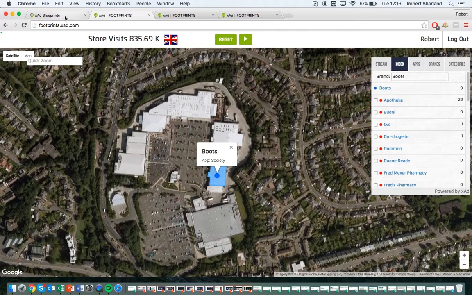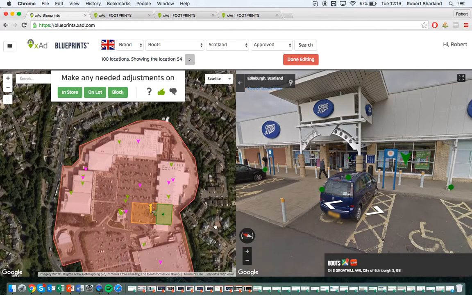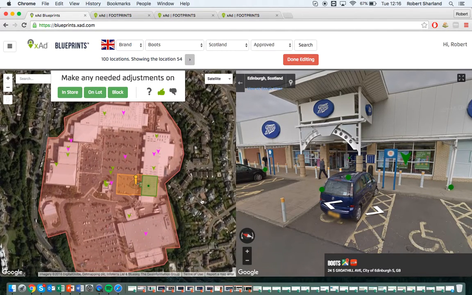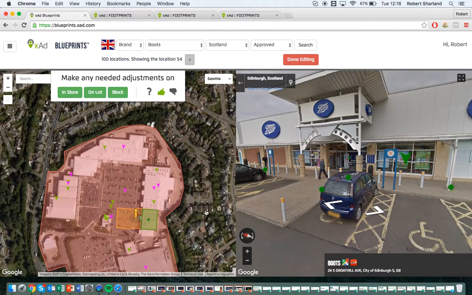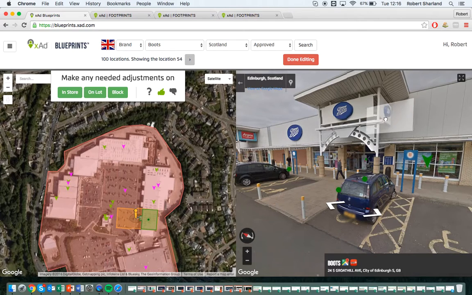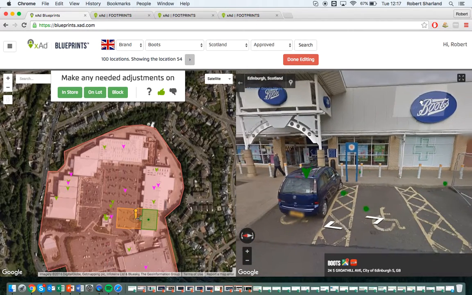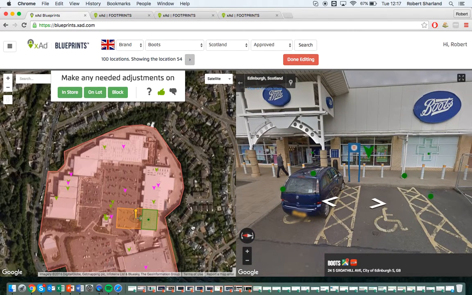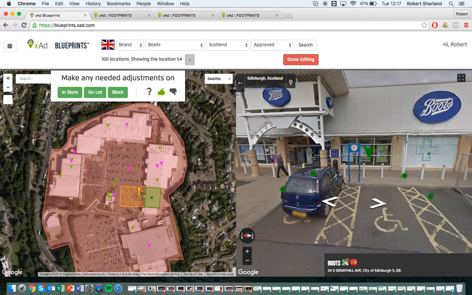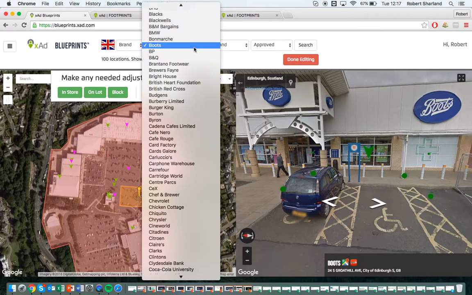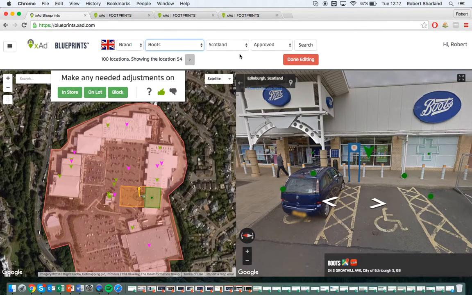So if we skip over to blueprints, we'll find that very same business park in that system, and I'll explain some of the issues. You can see the Boots here in green. I've enabled Street View for your benefit so you can see that it is in fact a Boots. Now this software is completely automated with human curation to make sure that we can do this at scale, and you'll notice that we've got most brands on here.